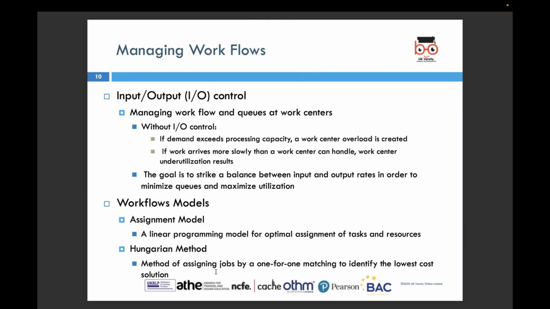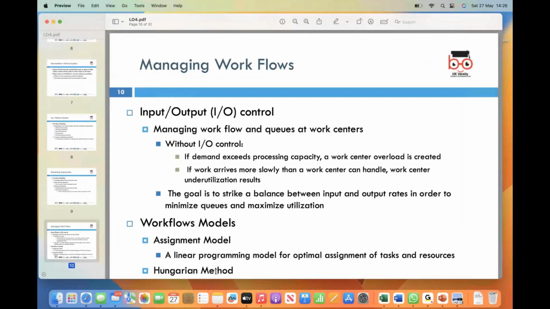The Hungarian method is a specific algorithm used to solve the assignment problem by achieving a one-for-one matching. It is particularly useful when dealing with large-scale assignment scenarios where finding the lowest cost or most efficient solution is crucial.